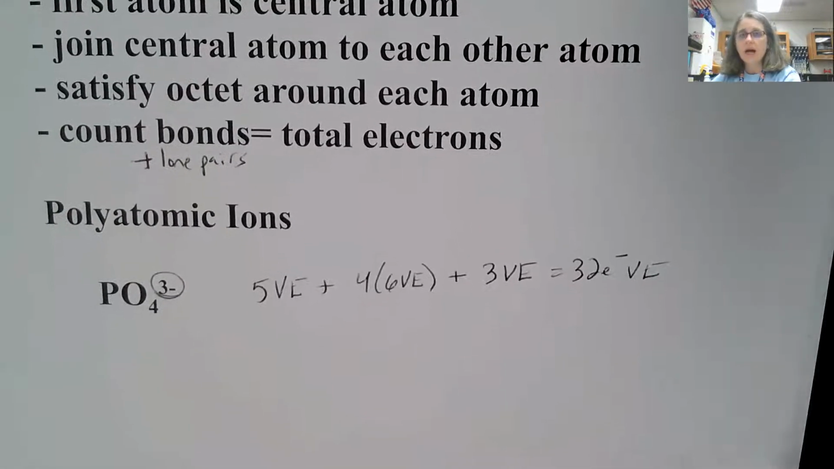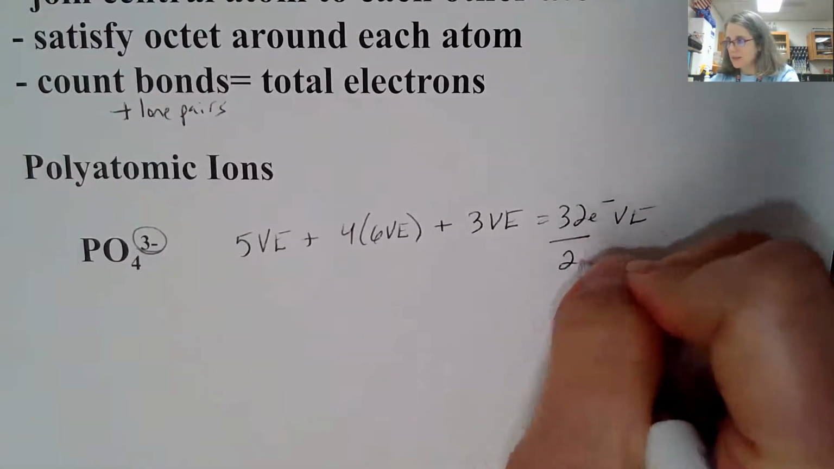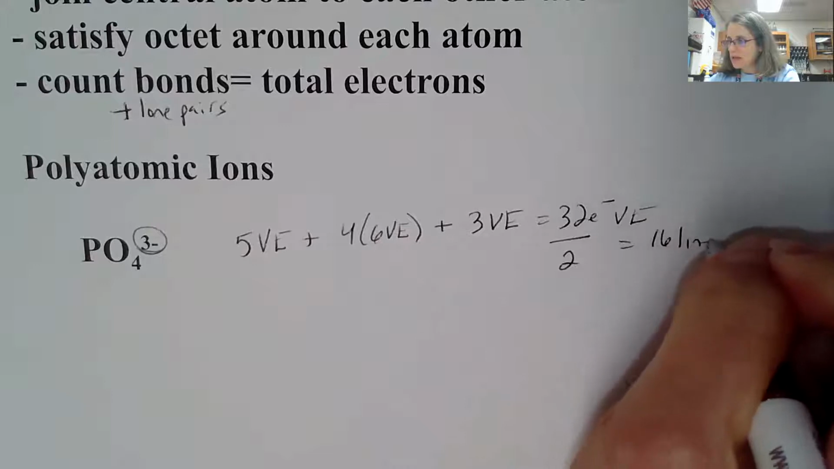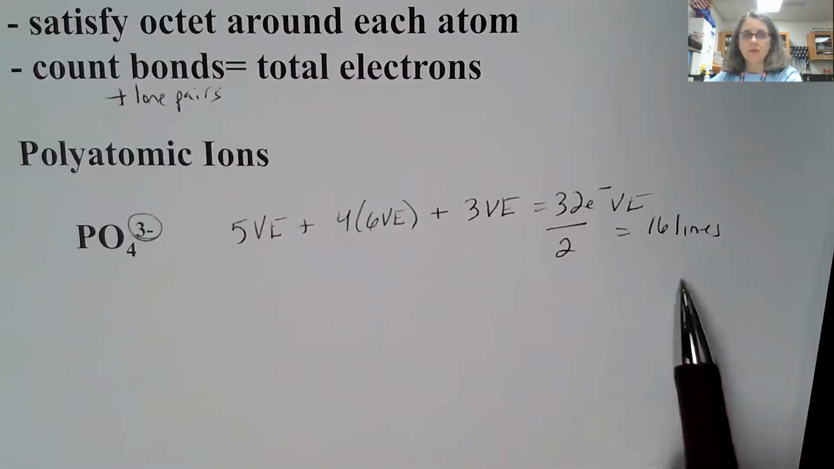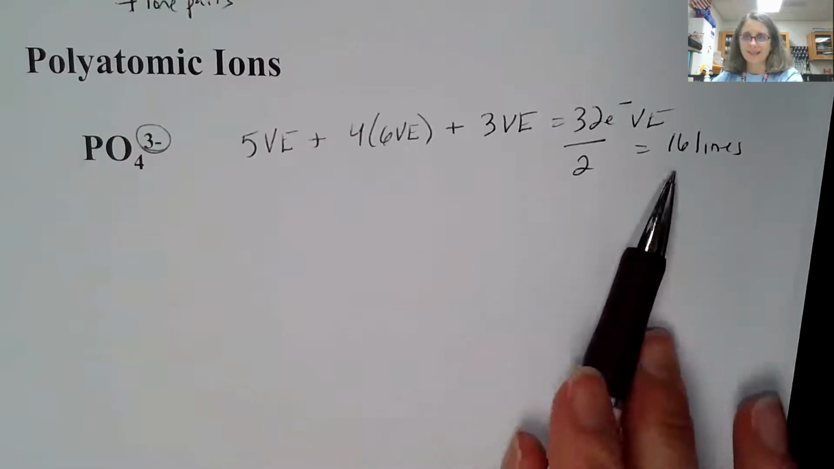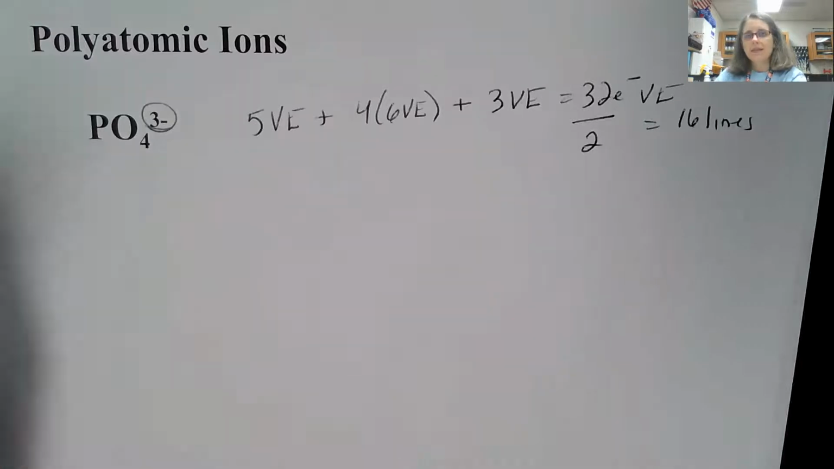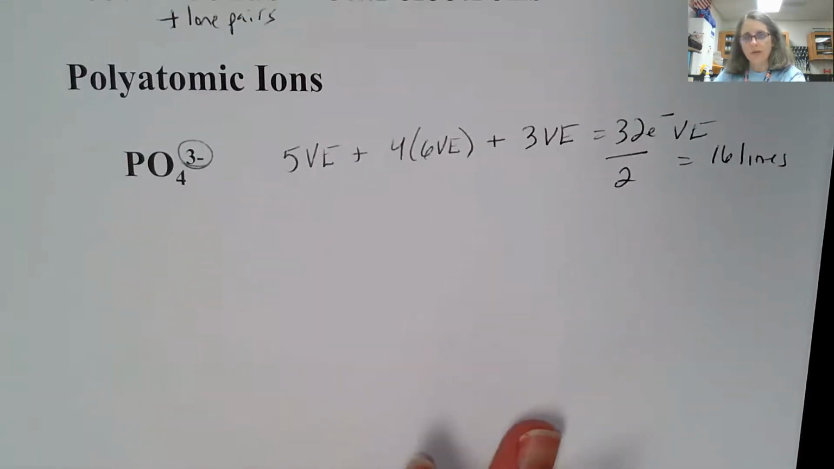Now, I'm going to draw lines in my structure. So I'm going to divide this number by 2. And you're going to see that in my notes a lot. When I draw them with lines, every line is 2 electrons. I'm going to count lines. So I want a total of 16 lines in my final structure. So this is the big jump for you guys, okay?